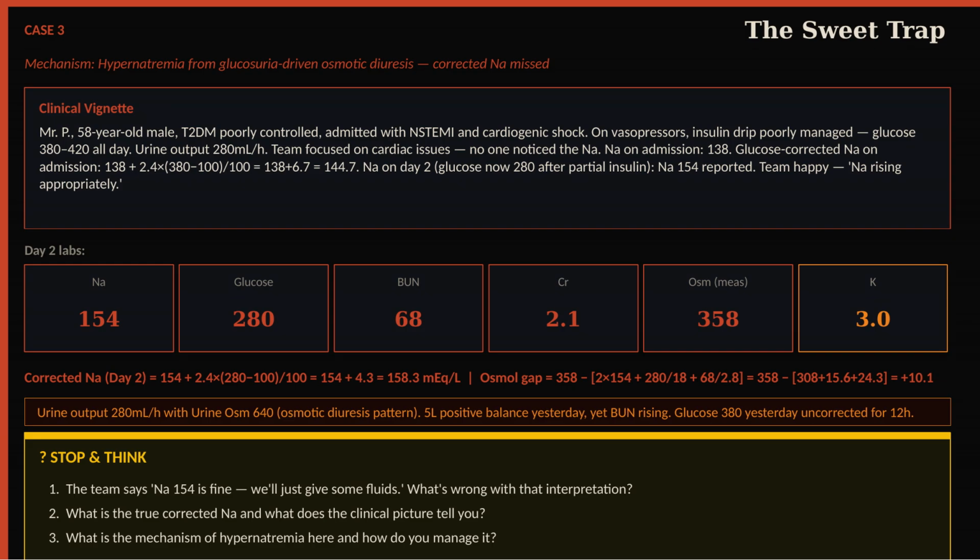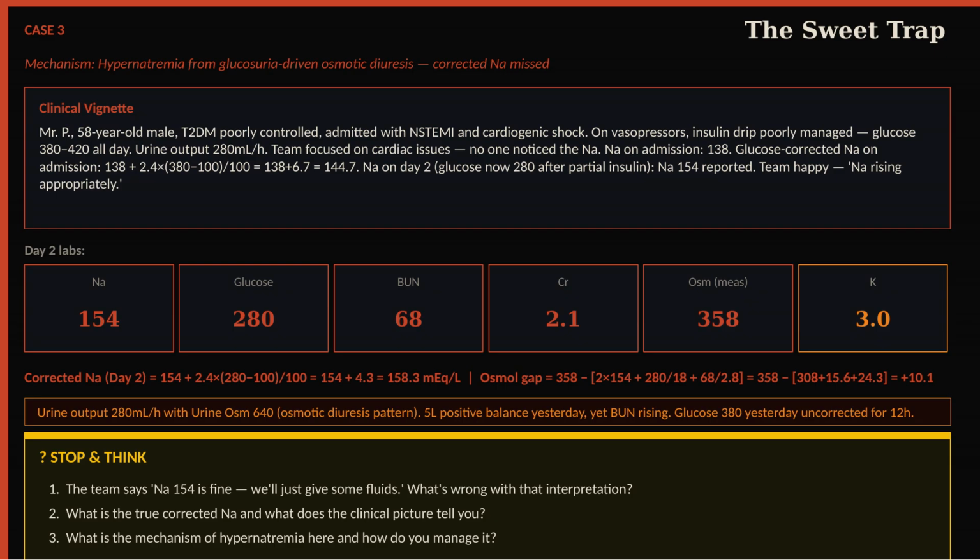Day 2. As the glucose partially comes down to 280, the sodium reads 154, and the team is pleased. Sodium's rising appropriately. But correct that 154 for a glucose of 280, and the true sodium is over 158. His BUN is climbing. He's 5 liters positive, and his urine osmolality of 640 with that output screams osmotic diuresis.